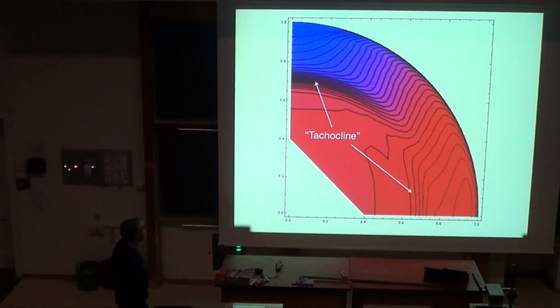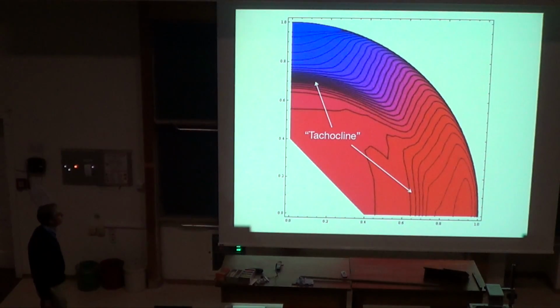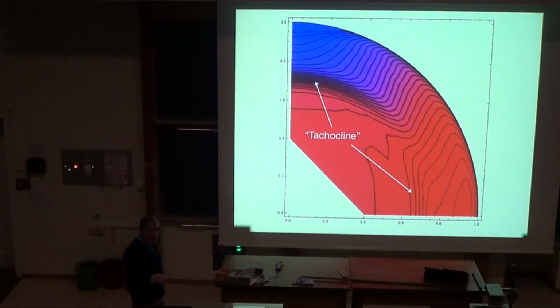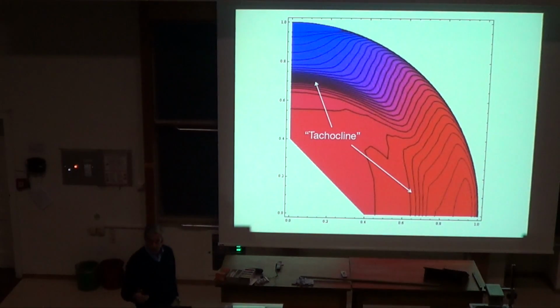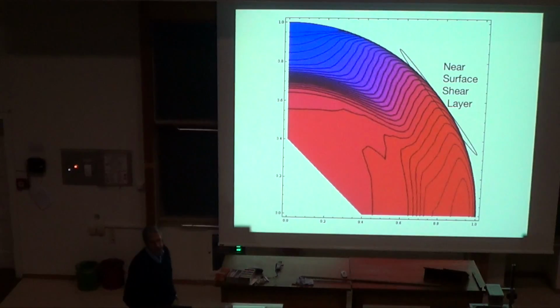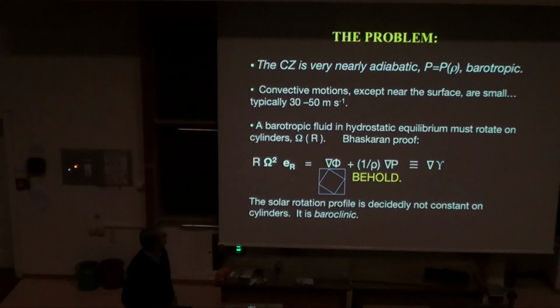There's the so-called tachocline, which is a boundary layer between the convective zone and the radiative zone, where you notice there's a great change in the form of the rotation profile as we try to match up to the radiative interior of the sun, which is rotating more or less at constant or uniform velocity. And then a near surface shear layer, about which I won't say very much in this talk.